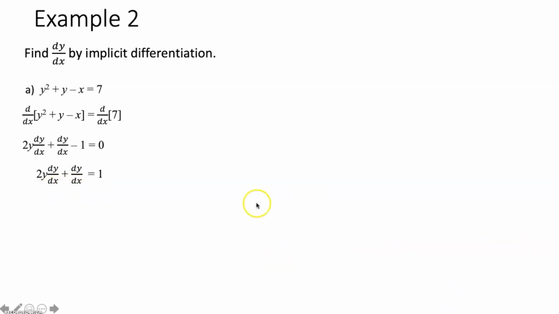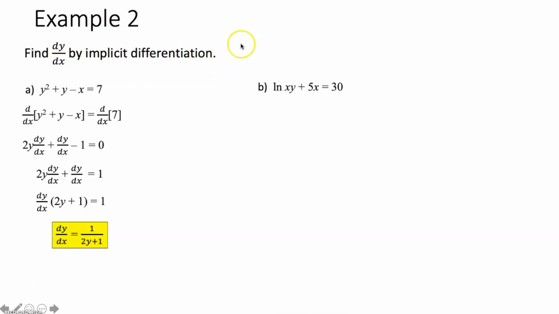We can now move on to step 3, which is to factor out that dy dx from each of these terms. And then step 4 is to solve for dy dx. So to get dy dx all by itself, we've got to get rid of this 2y plus 1. How do we move that to the other side? Well, we just divide both sides of the equation by 2y plus 1. And we end up getting dy dx is equal to 1 over 2y plus 1. So that is how you find dy dx by implicit differentiation. Just follow the steps.